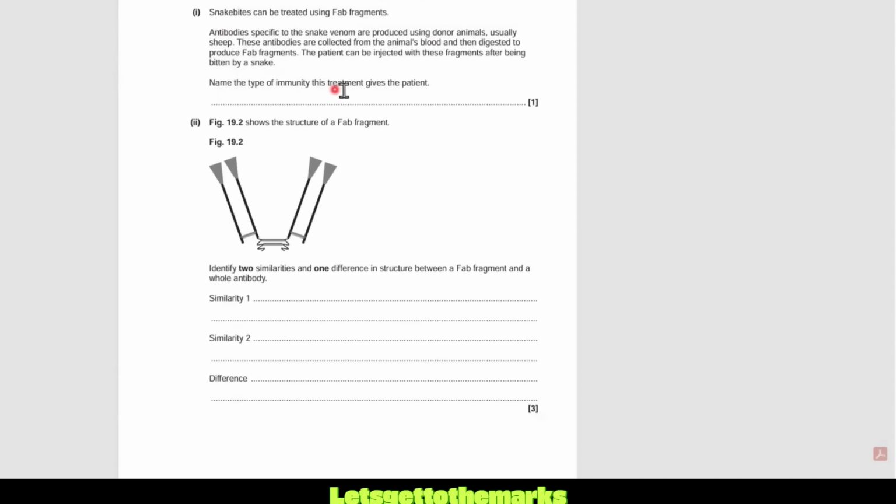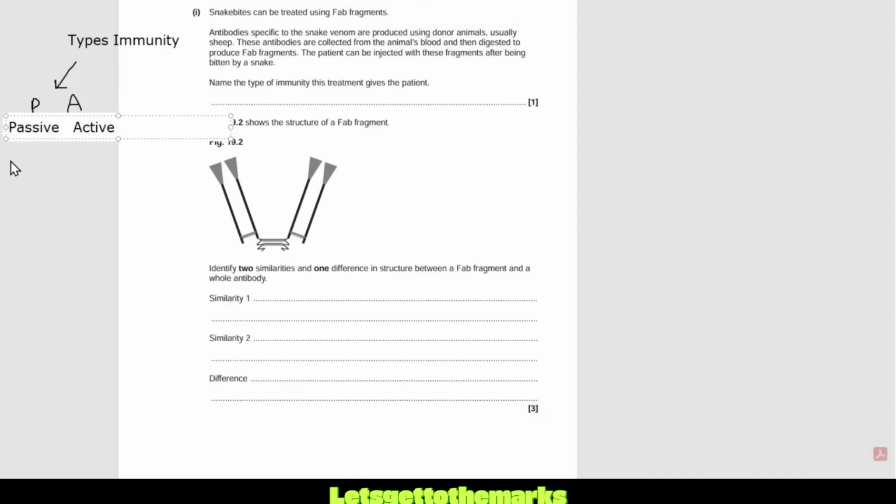Name the type of immunity that this treatment gives the patient. So we've got several options when it comes to types of immunity. Why don't you pause the video, have a go on a bit of paper, see if you can work it out. You can just do this one in your head. You've got 2 words you need to write here, 2 names. Hopefully you know immunity can fall into either passive or active. So immunity can be passive or it can be active.